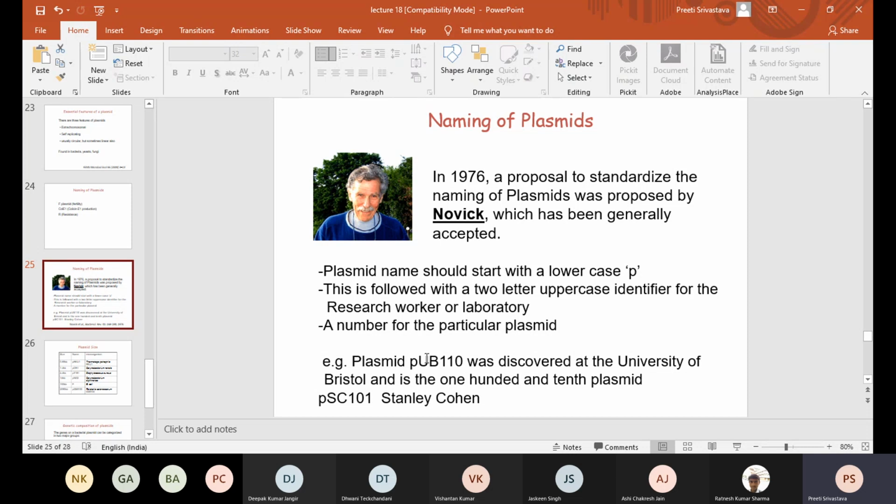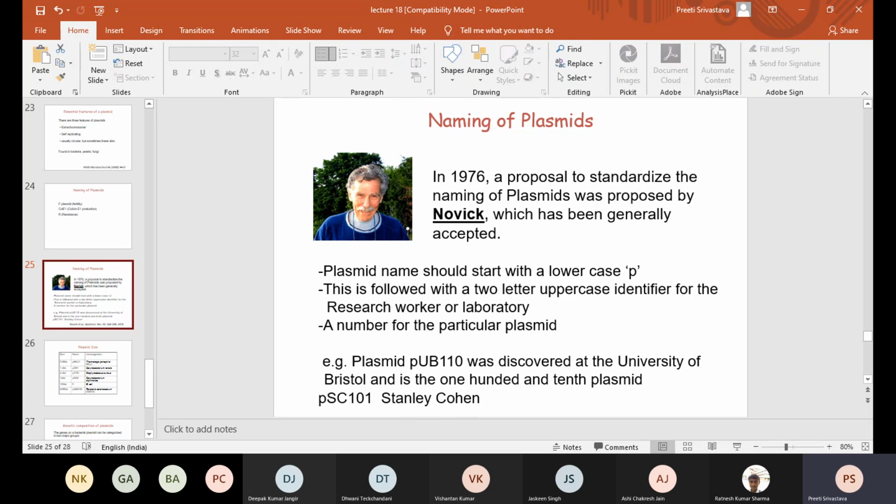For example, if you see plasmid pUB110, here p depicts plasmid, UB is University of Bristol, and 110 is the 110th plasmid. Likewise, pSC101: p depicts the plasmid, SC is the name of the scientist Stanley Cohen, and 101 is the 101st plasmid. That is why in labs engaged in plasmid or bacterial genetics research, the moment a student joins the lab, the student is given a range, that okay, you can number your plasmids from 1 to 100, something like this.